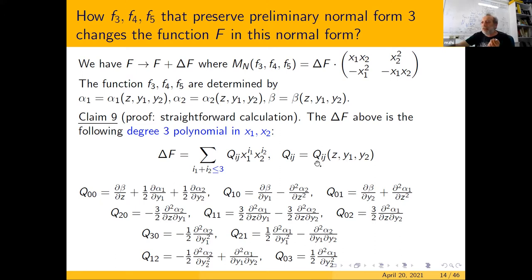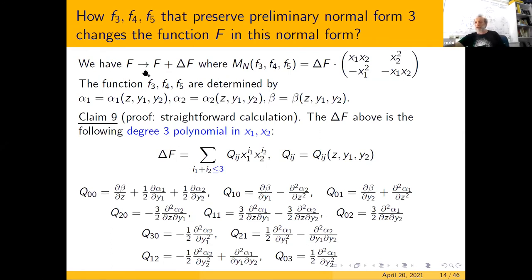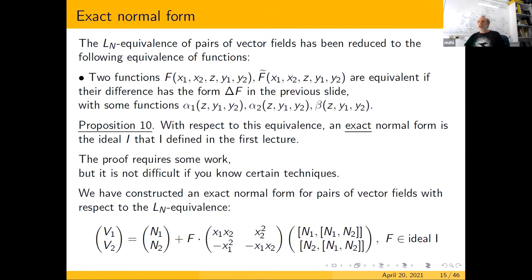Of course, since here is a polynomial of degree not bigger than three in x1, x2, we cannot change terms which have higher degree in x1, x2, but we have to somehow normalize these terms. And this is how the idea that was in my lectures, and you have it in the first lecture, comes out after a bit of work. So the next claim: we have an equivalence now of functions. F is equivalent to F tilde if they differ in this form. The normal form with respect to this equivalence is exactly the ideal I whose generators you find in my first lecture.